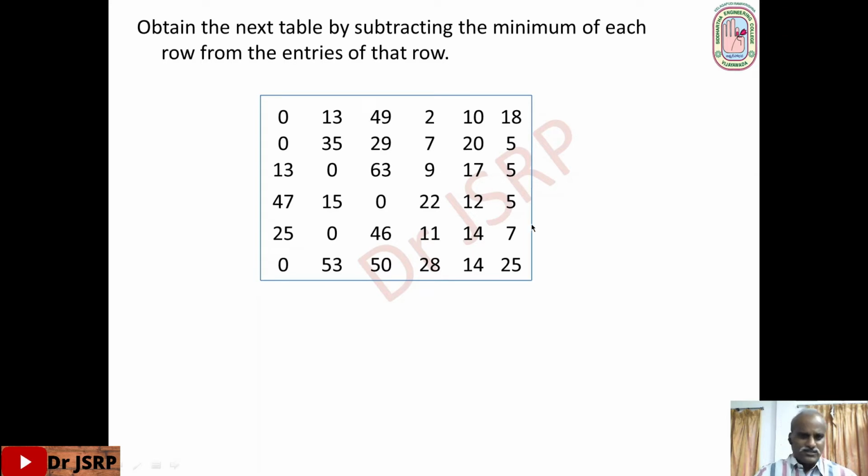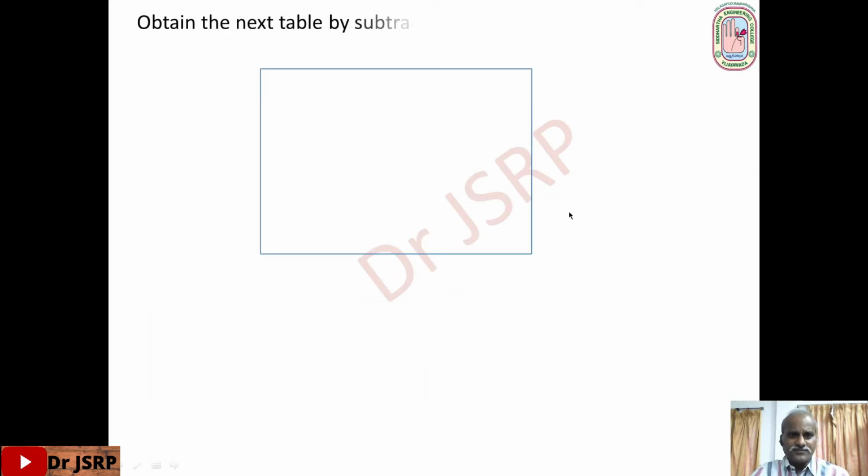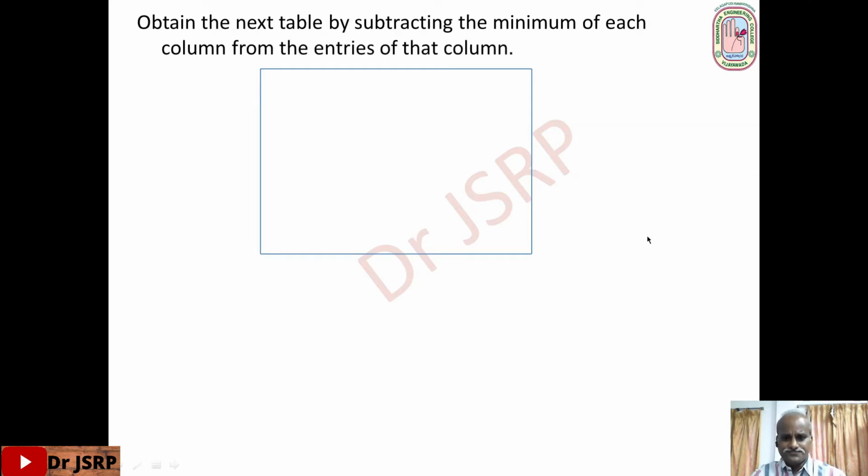So from this, we find possible assignments for persons, that is for columns. For that, find column minimas here. First column minima 0, second column minima 0, third column minima 0, fourth column minima 2, fifth column minima 10, sixth column minima 5. So subtract 0 from first 3 columns, and 2 from fourth column, 10 from fifth column, 5 from sixth column. So obtain the next table by subtracting the minimum of each column from the entries of that column.